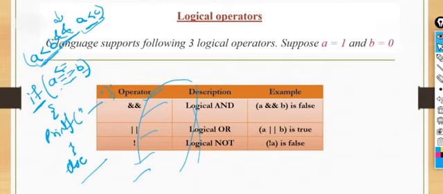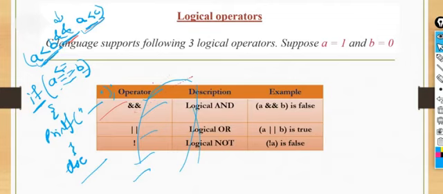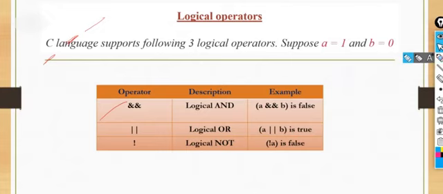We have already discussed the logical AND operator here. If you want to apply a comparison between more than one condition, you can use the logical operator AND. In the same manner, the OR operator is here. What is the difference between AND and OR? Basically, the AND operator is used for compulsion, like A and B. That means both should be true. After that, you can say the answer is true, otherwise false.